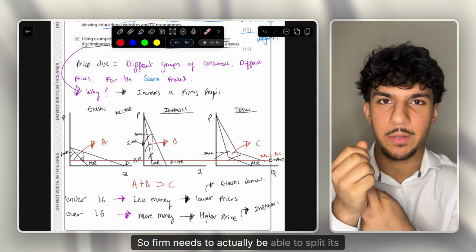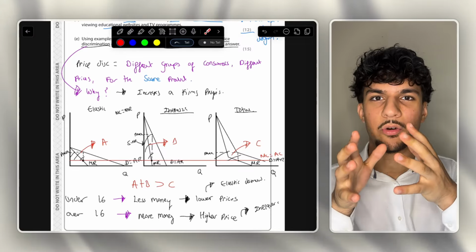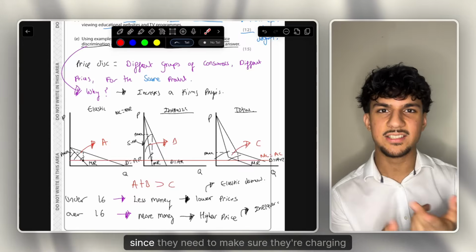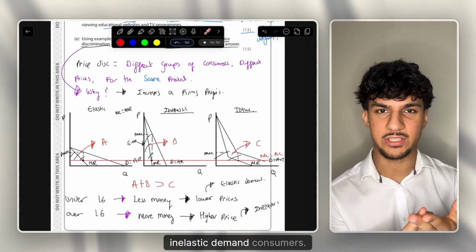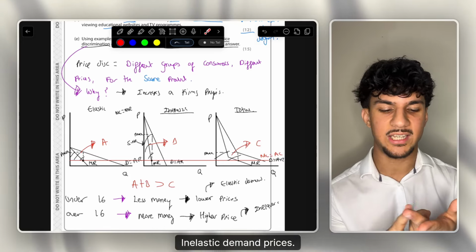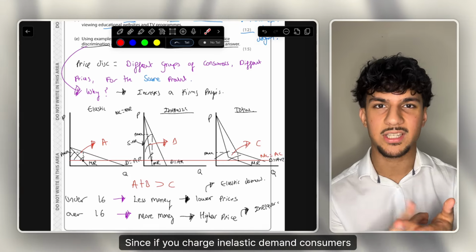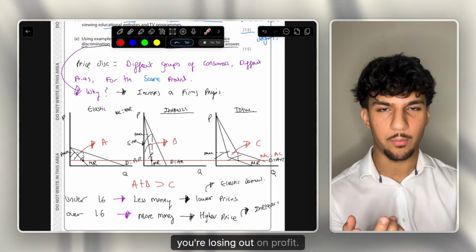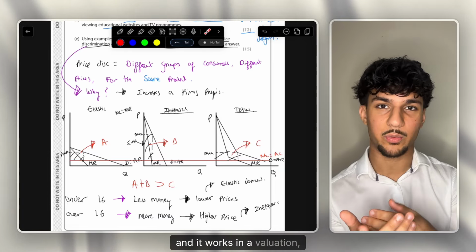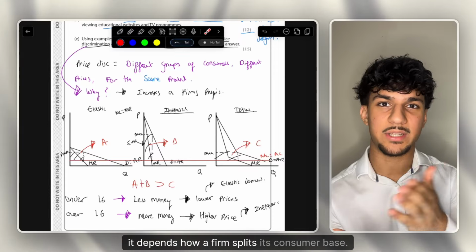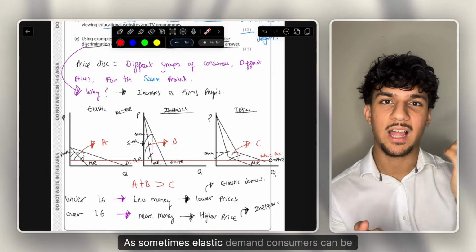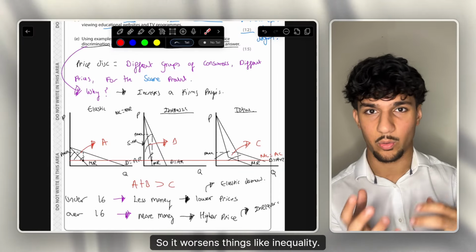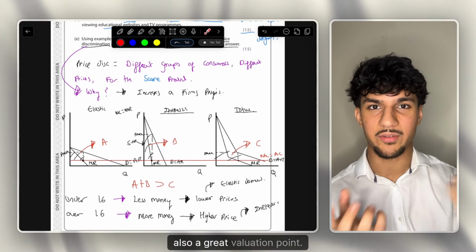A firm needs to actually be able to split its consumer base. So it needs to know which consumers are elastic versus inelastic demand consumers, since they need to make sure they're charging inelastic demand consumers inelastic demand prices. If you charge inelastic demand consumers elastic demand prices, obviously you're not price discriminating and you're losing out on profit. But also, and it works in evaluation, it depends how a firm splits its consumer base, as sometimes elastic demand consumers can be charged inelastic demand prices, so it worsens things like inequality. So that's also a great evaluation point.